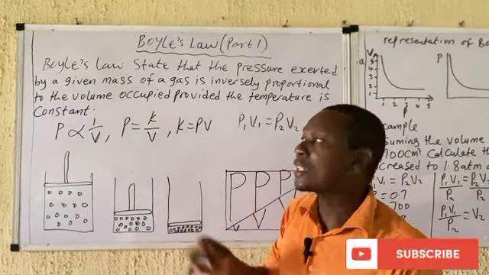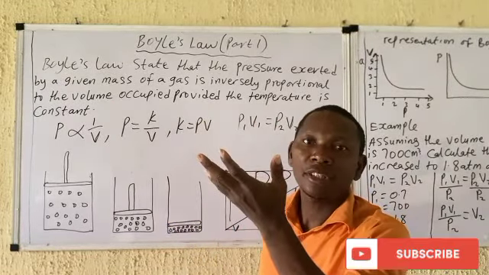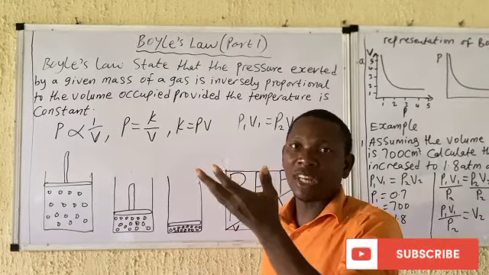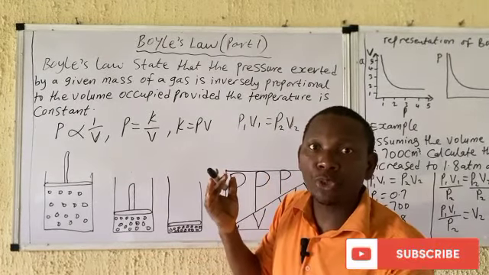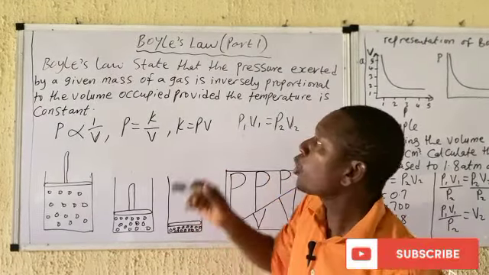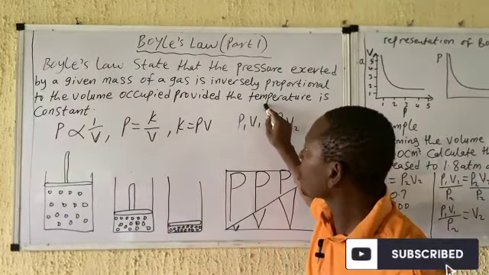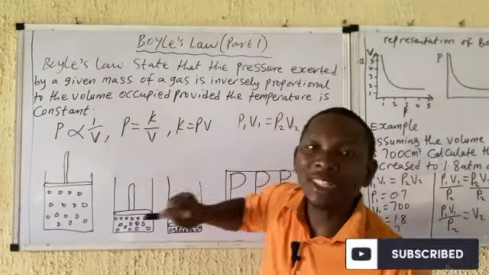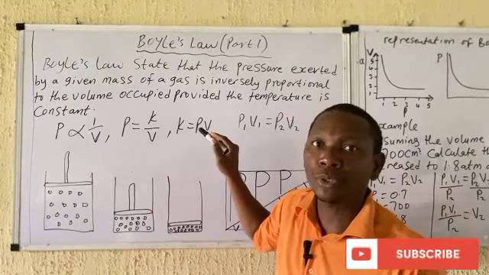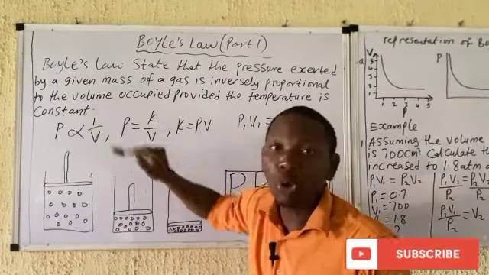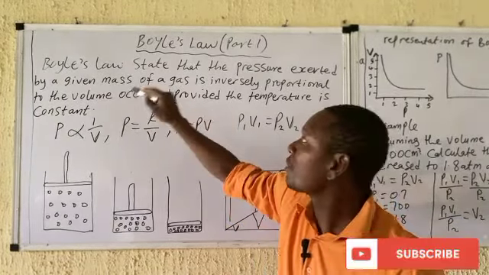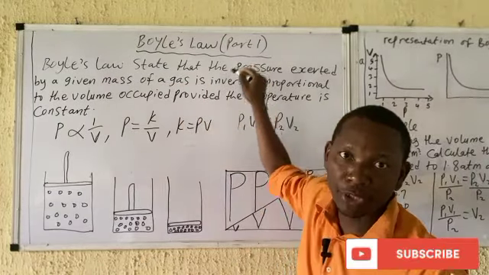Inversely proportional means that if the pressure is increasing, the volume is actually decreasing. And if the volume is increasing, the pressure is actually what? Decreasing. So, given that the mass is constant, the temperature is constant, the pressure is actually inversely proportional to the temperature. Sorry, to the volume. Or the volume is inversely proportional to the pressure.